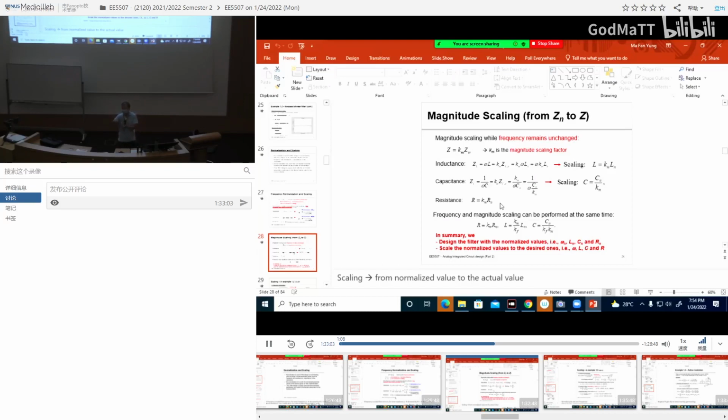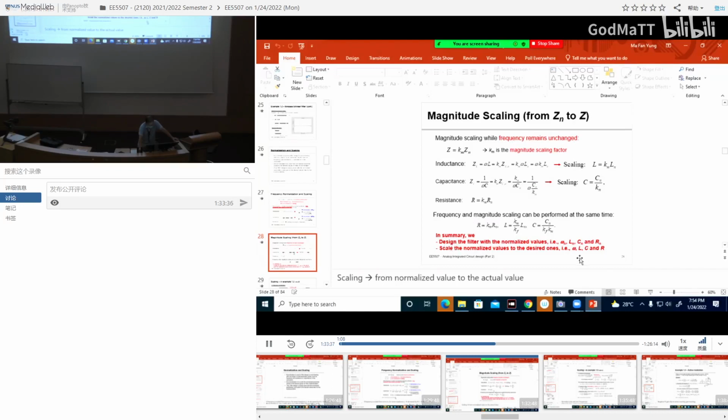If you go to the lab and ask the lab guy, what capacitor do you have? He'll tell you 1 microfarad, 0.1 microfarad, maybe 10 microfarad. So because of that, we will have to do all this scaling to get the component values to the values which we can implement. Sometimes you can also combine the frequency and magnitude scaling.